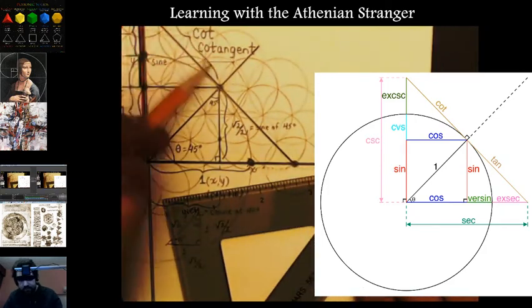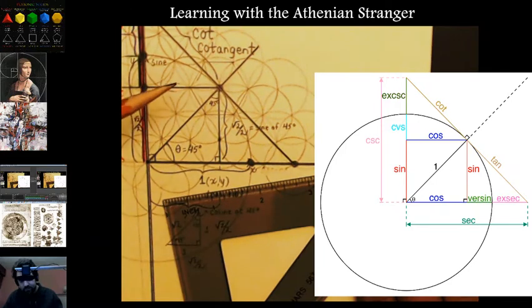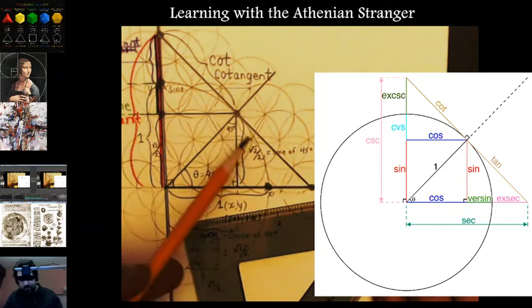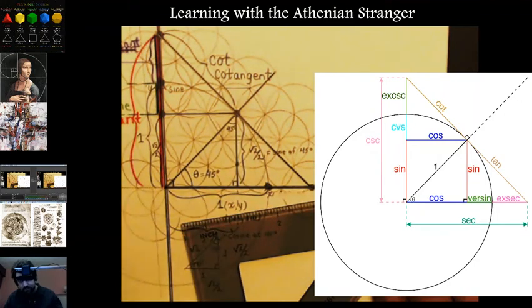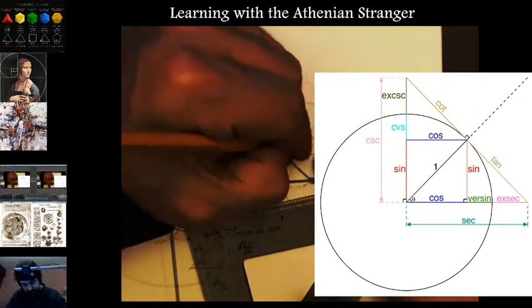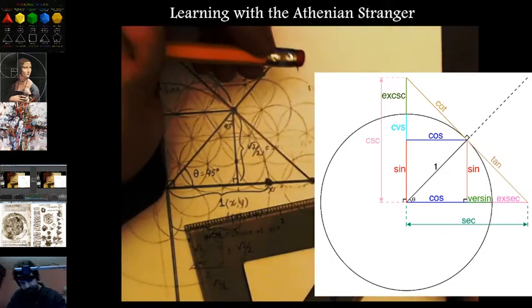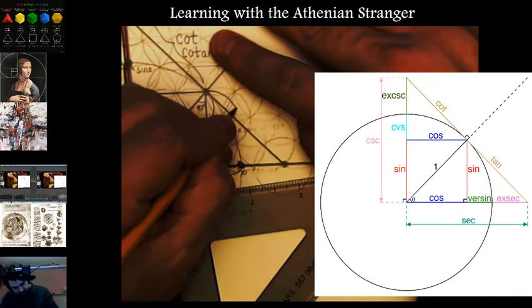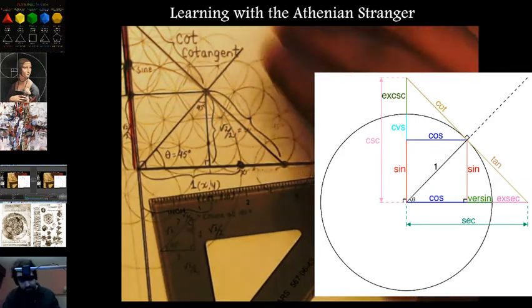And if that's the cotangent, this distance here, which in a 45, 45, 90 triangle will be equal, you can see it visually. This is the tangent line right there. That's the tangent. Let me erase this. That's the tangent.